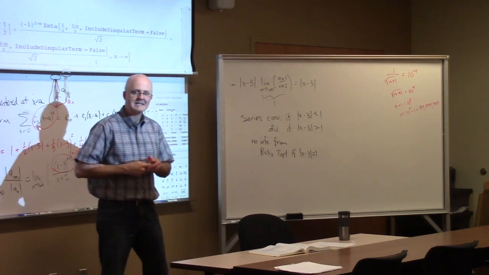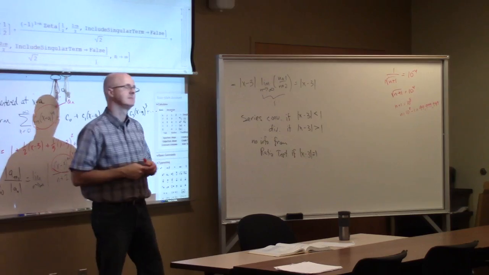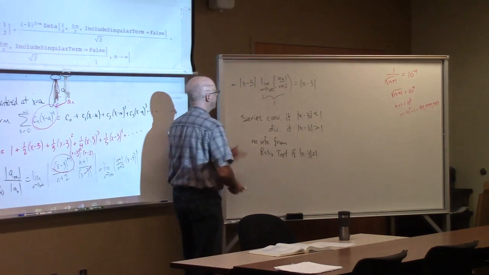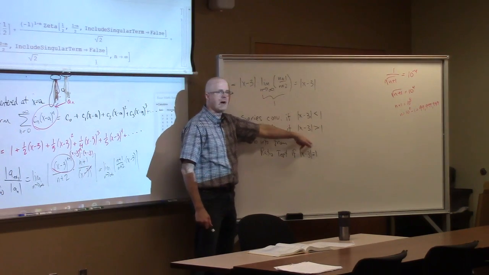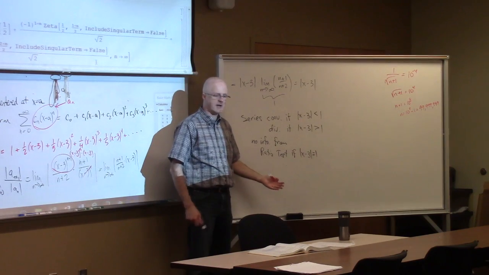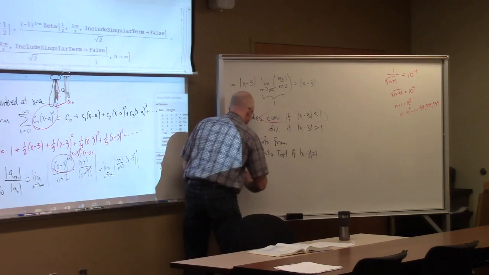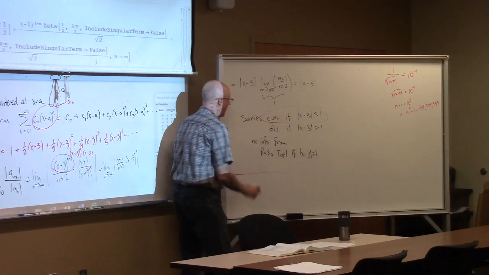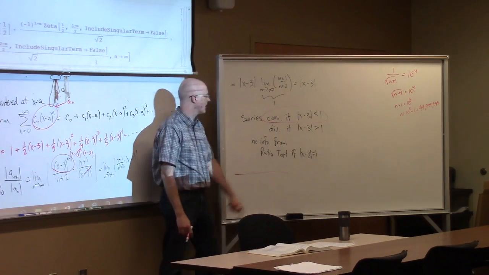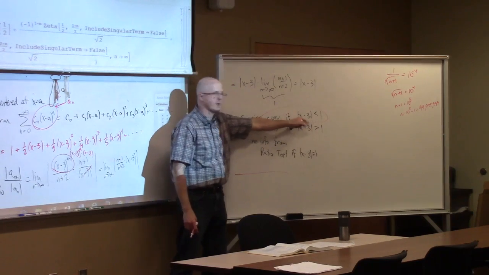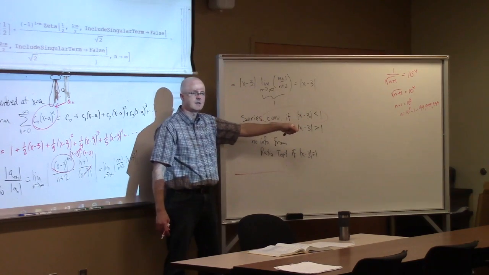Thinking now of x as being a variable, you can interpret these inequalities in terms of intervals on the number line. Focus on the one where it converges. That's the set of all values of x that are a distance 1 away from 3. Less than 1, I should say.